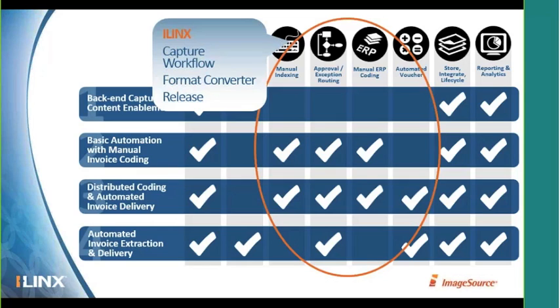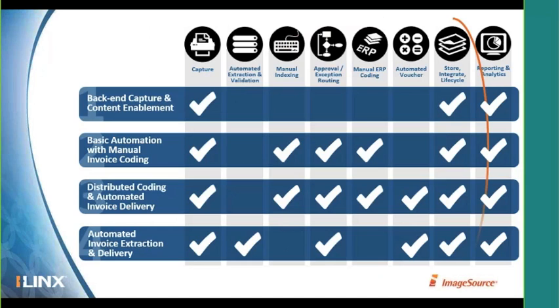iLinks Format Converter can transform disparate inbound content formats. So we talked about getting PDFs and Word and Excel. It can standardize those into a single type of format like a TIFF or PDF. And then iLinks Release can deliver this metadata and this content at any point in the workflow, really, into your repository, which can be iLinks Content Store. It could be IBM FileNet, SharePoint, the Oracle WebCenter products, EMC, Kofax, etc.